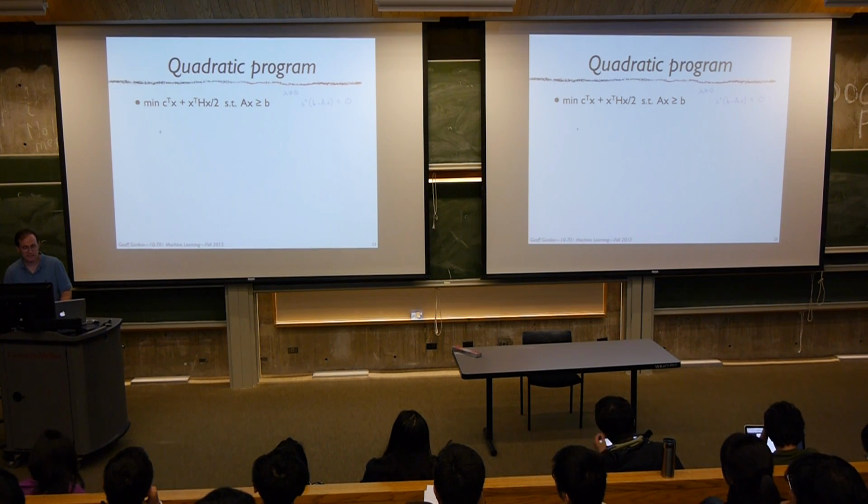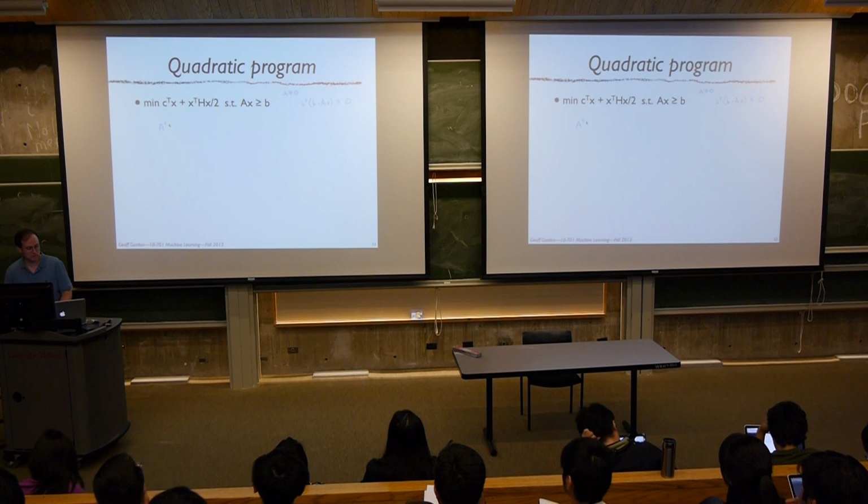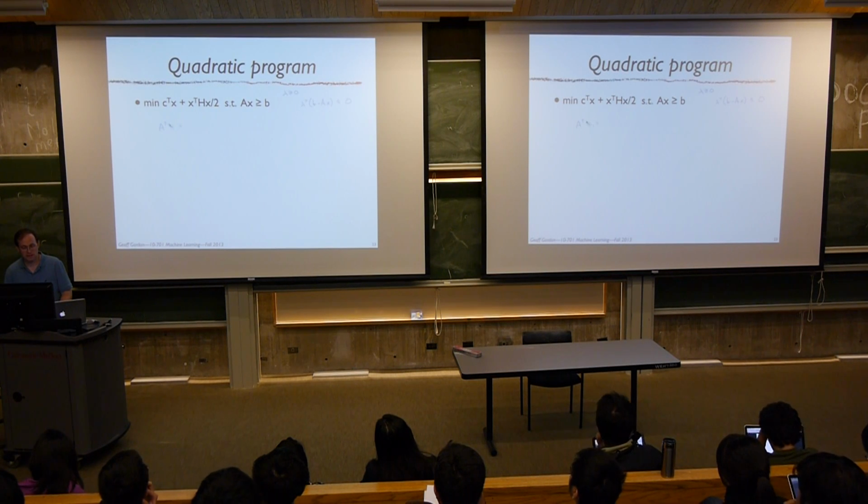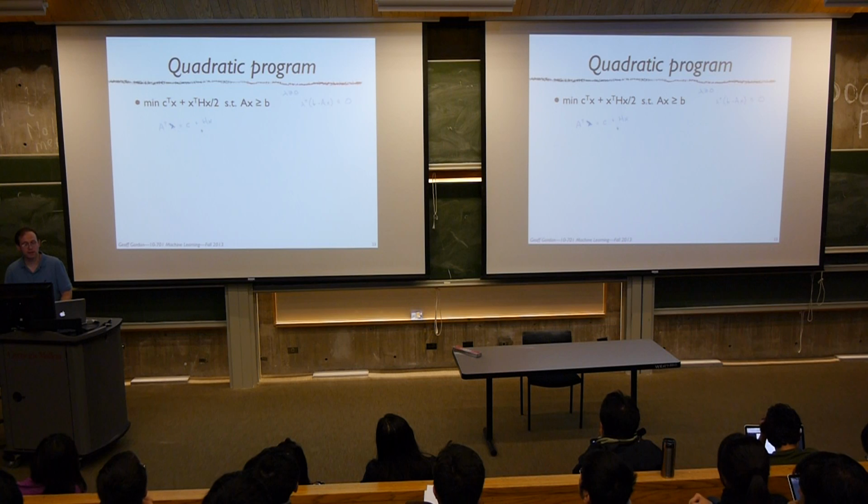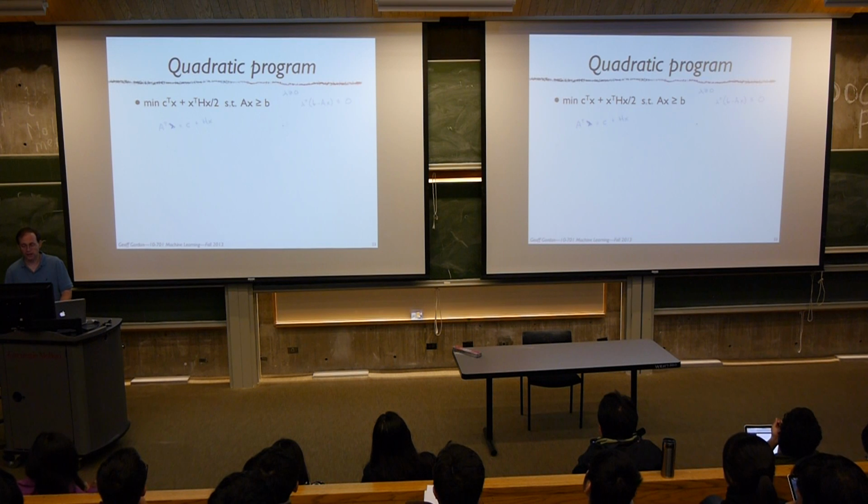But we just guess that A transpose lambda happens to be equal to C plus H times X. And if you're curious why, again, check the notes. Then this here, that's less than or equal to 0.